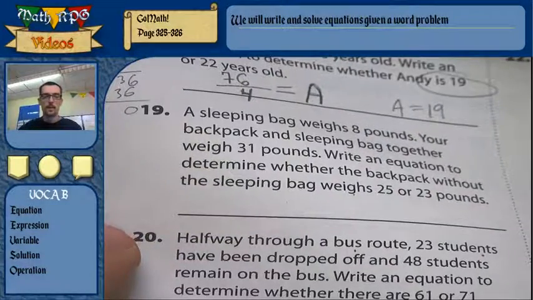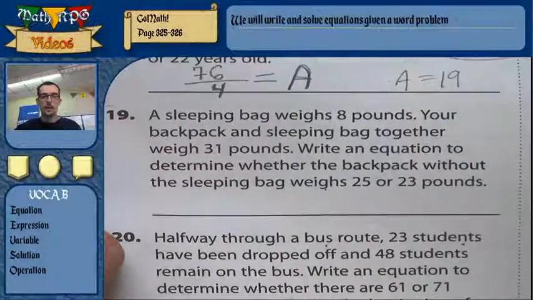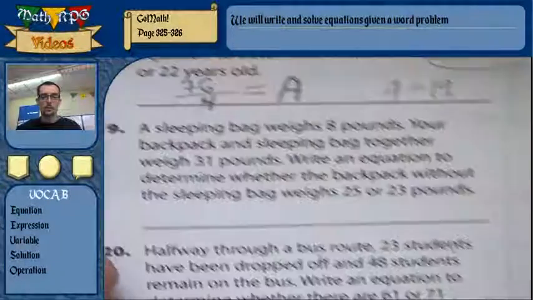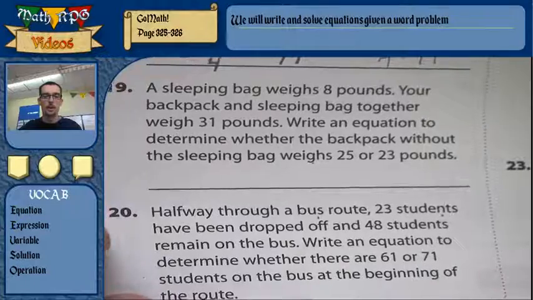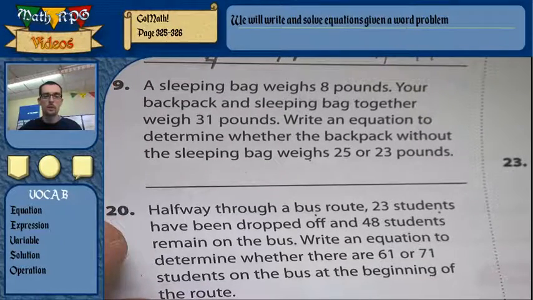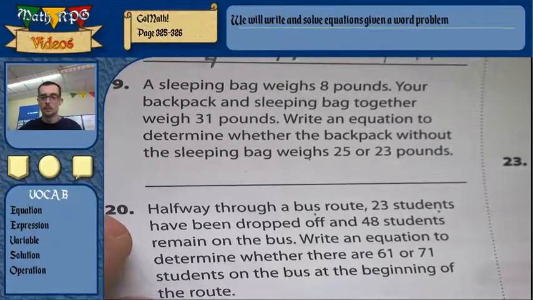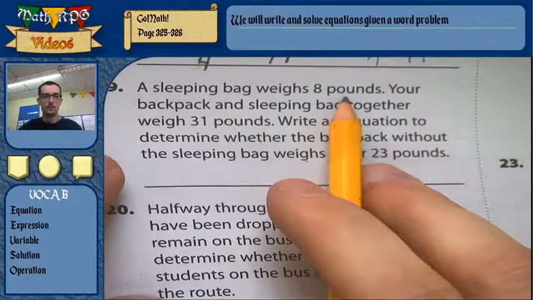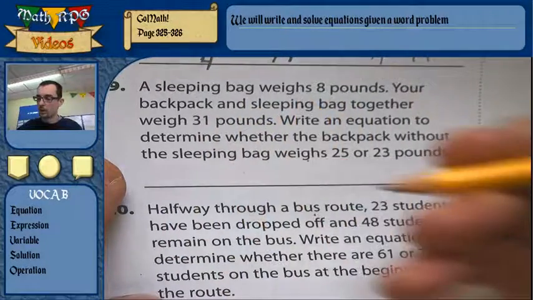Number 19. A sleeping bag weighs 8 pounds. Your backpack and sleeping bag together weigh 31 pounds. Write an equation to determine whether the backpack without the sleeping bag weighs 25 or 23 pounds. Okay, so I've got my sleeping bag, which is 8.